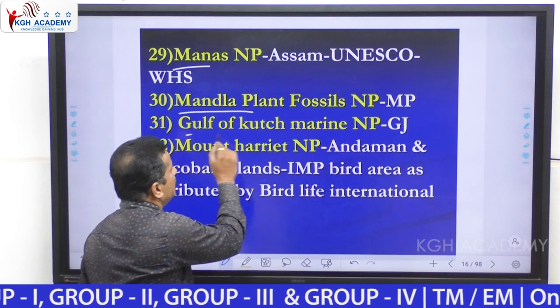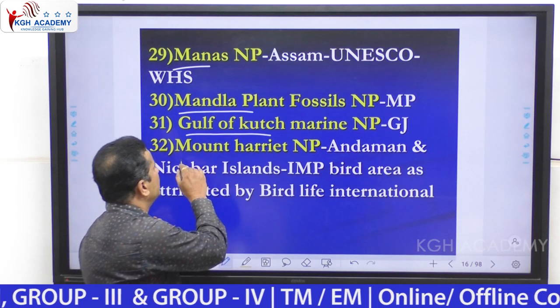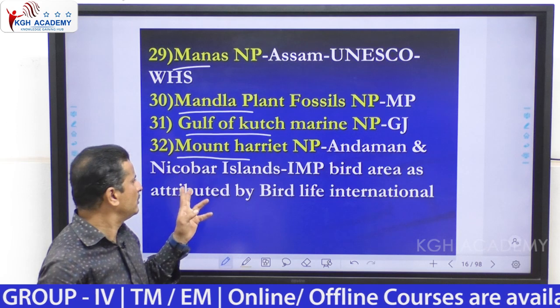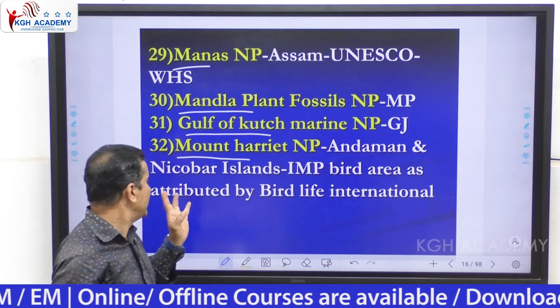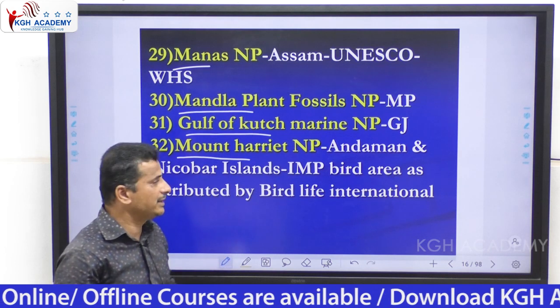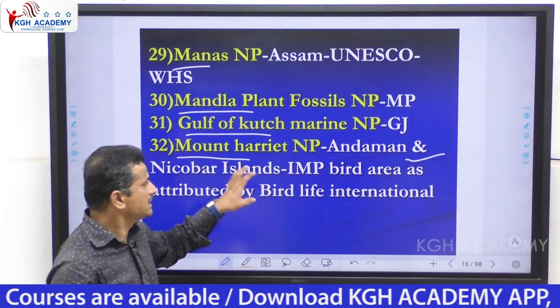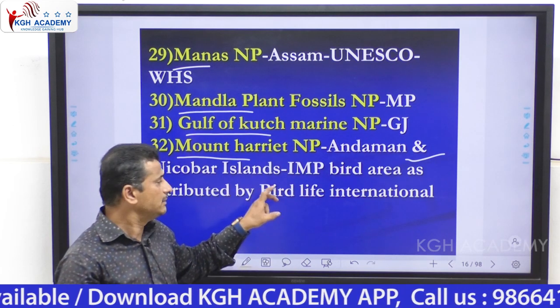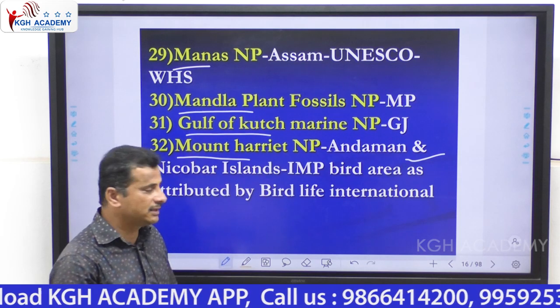And next, Gulf of Kutch Marine National Park, Gujarat. And Mount Harriet National Park in the Andaman and Nicobar Islands, and this is an important bird area as attributed by BirdLife International. This is again important because this is one of the bird areas identified by an organization called BirdLife International.